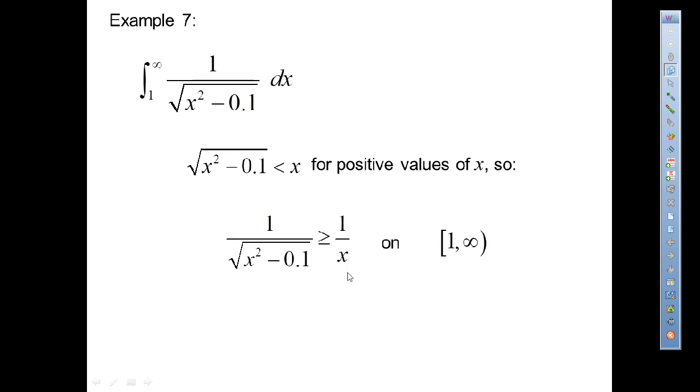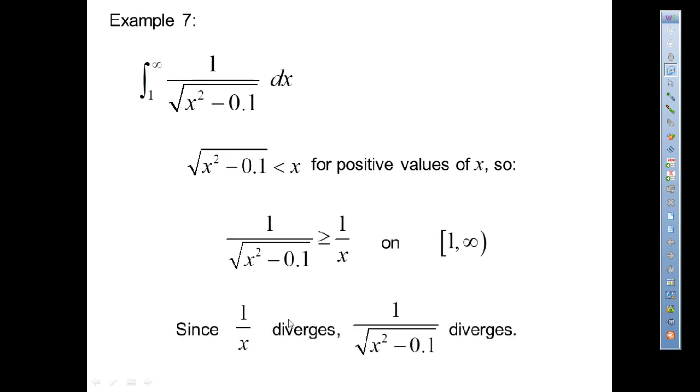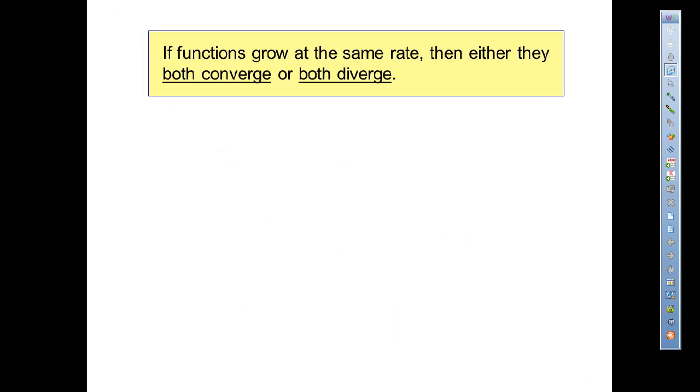Well, what do we know about 1 over x? We know that 1 over x diverges by the p-series test, or the p-test, because the exponent is 1 there. And since we know that that diverges and this is larger than that, then this has to diverge as well. All right, so what we find is that if functions grow at the same rate, then they either both converge or they both diverge.